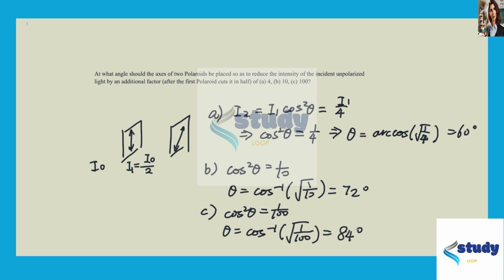So the more we want the intensity to decrease, the more perpendicular these two axes should be. When we increase the angle between the two axes from 60 to 84 degrees, that cuts the intensity by a factor that goes from 4 to 100. And you can imagine if the angle is 90 degrees, when these two Polaroids are completely perpendicular to each other, then no light will be able to pass, and we will reduce the light by a factor of infinity.